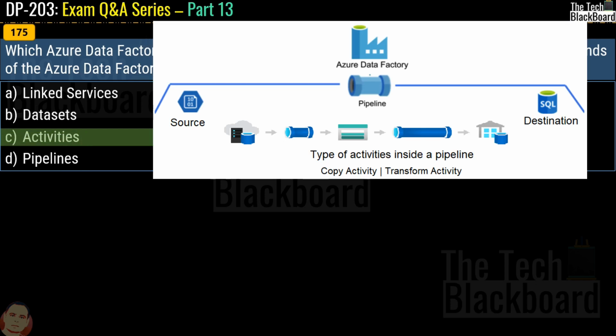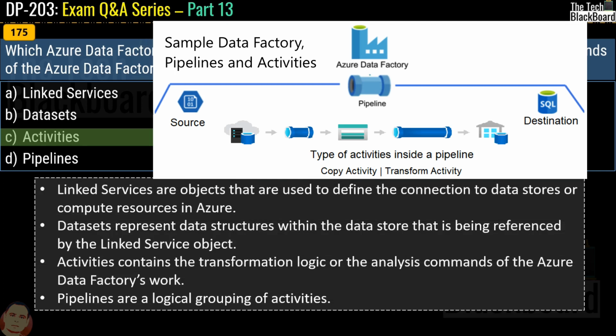And friends, in case you don't know what are these various components of Azure Data Factory, then here is a quick explanation. So let's look at them one by one. So linked services are objects that are used to define connections to data stores or compute resources in Azure. On the other hand, datasets represent data structures within the data store that is being referenced by the linked service object. And then we have activities. So activities contains the transformation logic and analysis commands of the Azure Data Factory's work. And last but not the least, pipelines are logical grouping of activities. So in a pipeline, you can have multiple activities that could be performing different jobs.